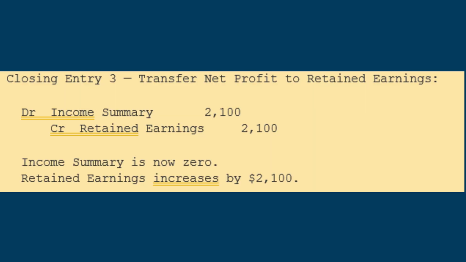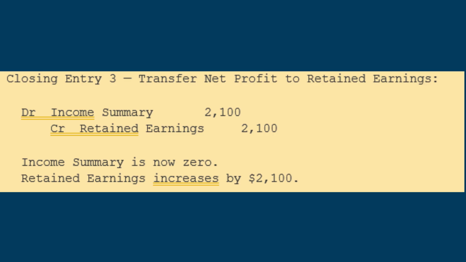At the end of that period, they need to be zeroed out so we can start completely fresh for the next one. Closing entries are the journal entries that do that resetting. They close out all the revenue and expense accounts, calculate the net profit or loss, and transfer it into an equity account called retained earnings, which is permanent.